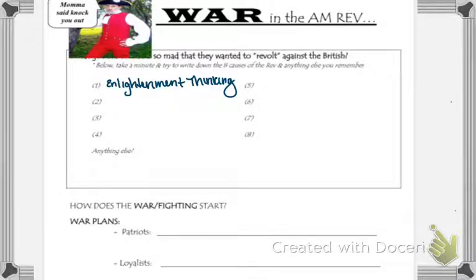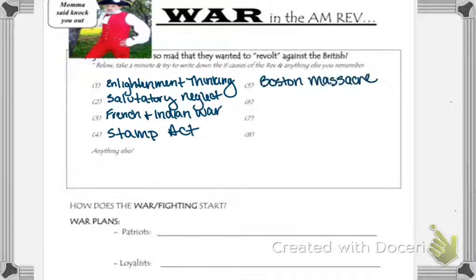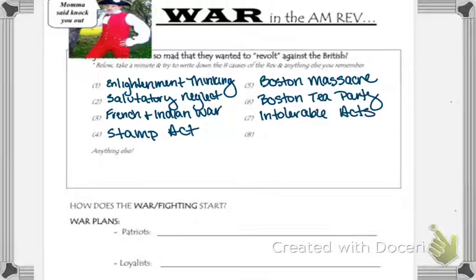So remember, the first is Enlightenment thinking. The colonists wonder why the heck the British are still ruling them. The British says, okay, you can rule yourself with salutary neglect. Then we get the French and Indian War. The British come to help the colonists, but the British want their money back, so we start the Stamp Act. We have the Boston Massacre, where 5 colonists die. Then the colonists throw $3 million worth of tea into the Boston Harbor. The king gets upset, so he starts the Intolerable Acts, and then Thomas Paine starts Common Sense.